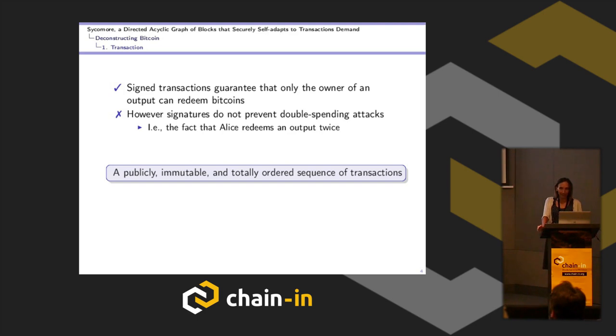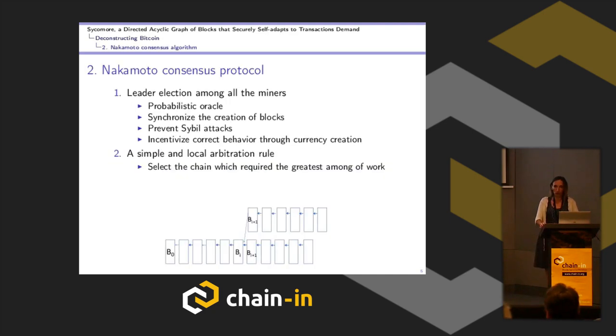And so the very nice idea of Bitcoin is to allow every individual to maintain a consistent and immutable view of the sequence of all the transactions which have been created since the inception of the system. And it's built thanks to the Nakamoto consensus protocol. The Nakamoto consensus protocol is made of two ingredients: the leader election, which is actually a probabilistic competition among miners to be the first one to create a block, and a very simple and local rule, which is run when you have conflicting blocks locally.